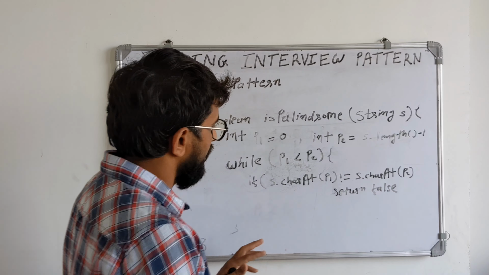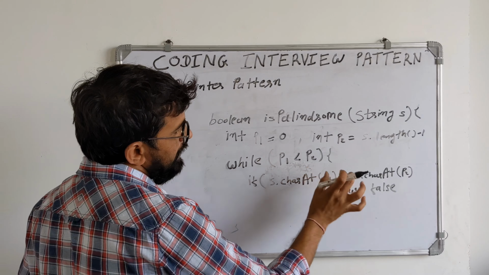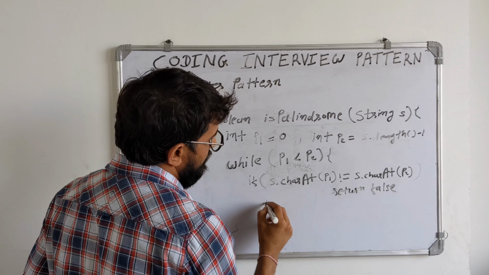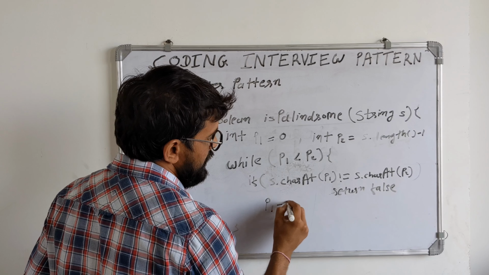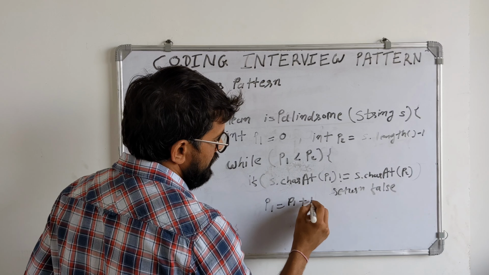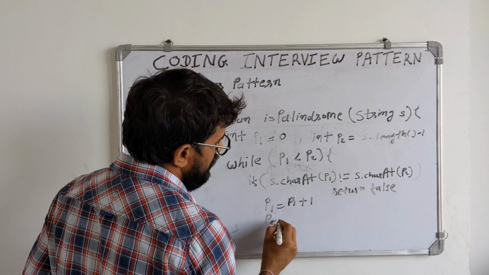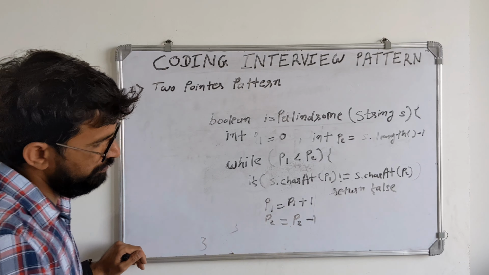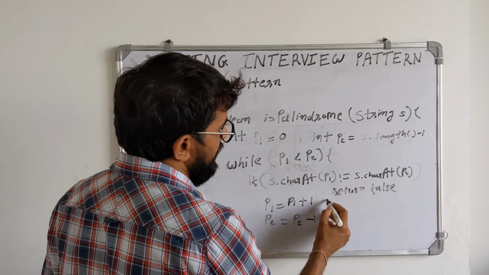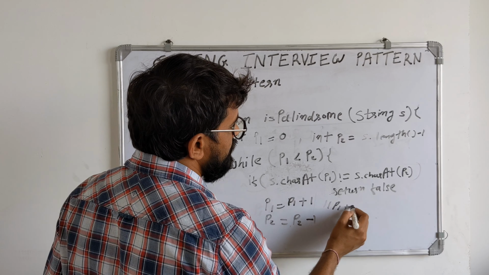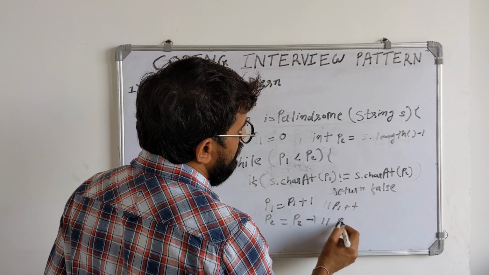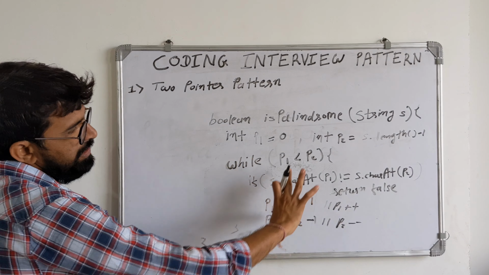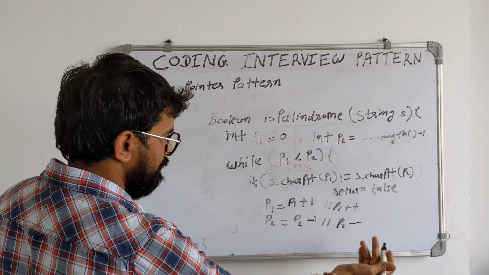If both are still the same, then what will we do? We will increment p1: p1 is equal to p1 plus 1. Same thing, p2 is equal to p2 minus 1. Again decreasing. In sort, you can use incremental variables like p1++ and here p2--. If this fails somewhere, we will return false.